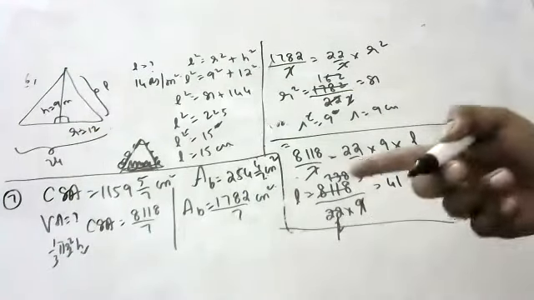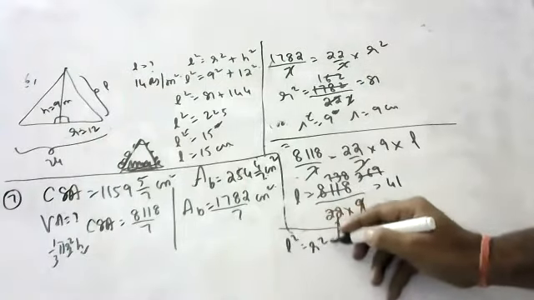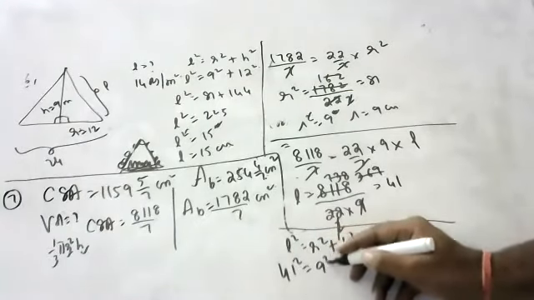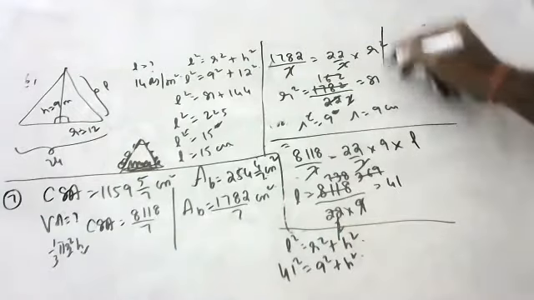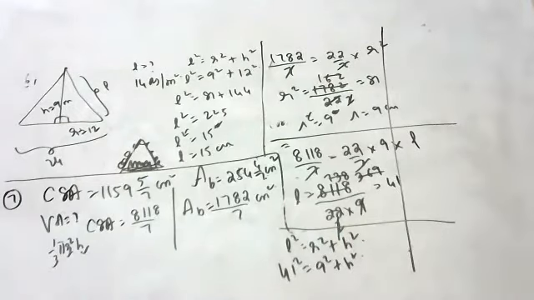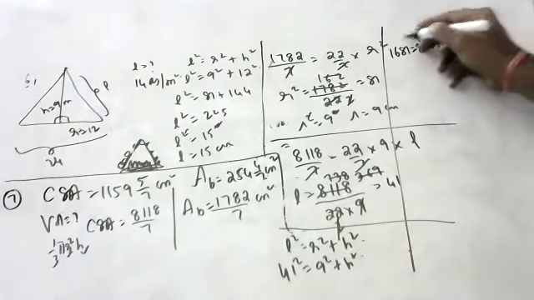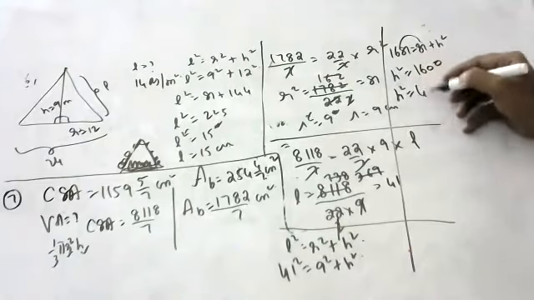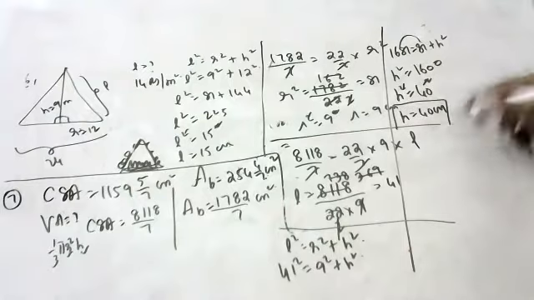Now after getting slant height, you have to find out normal height. L square is equal to R square plus H square, sir. So 41 square is equal to 9 square plus H square. Can anyone tell me what is 41 square? 1681. 1681 is equal to 81 plus H square. 1681 minus 81, H square is equal to 40 square, sir. H is equal to 40 centimeters.